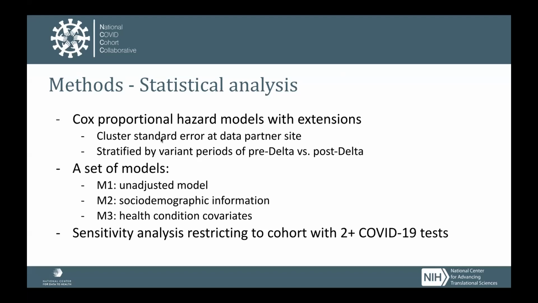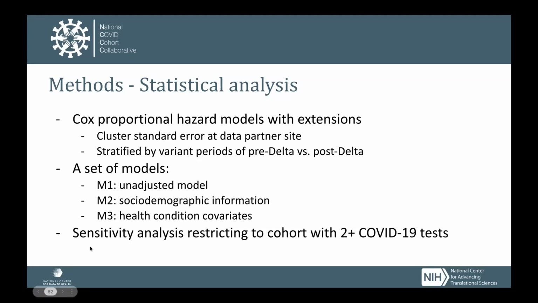We include a set of models for our statistical analysis. The first one is the unadjusted model, which only includes the variable of interest and the Delta variant stratification. Our second model adds on the social demographic information. And for our fully adjusted model, we included other health condition covariates.